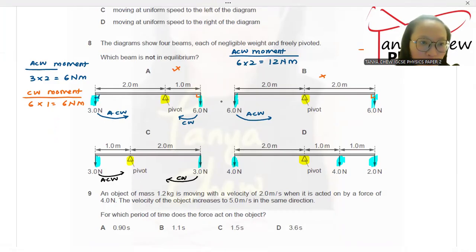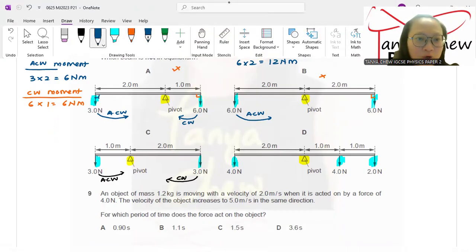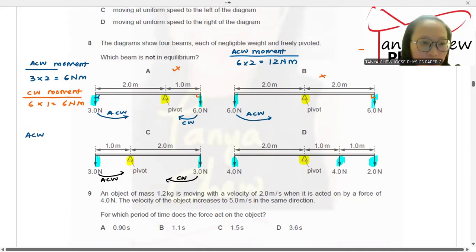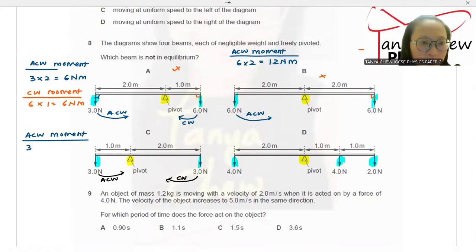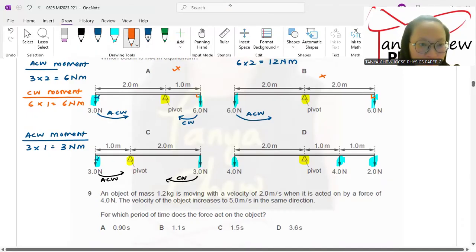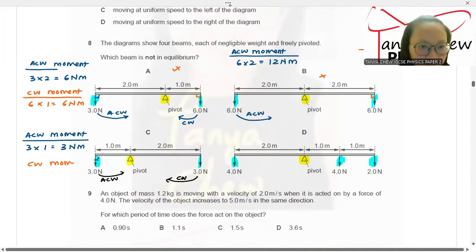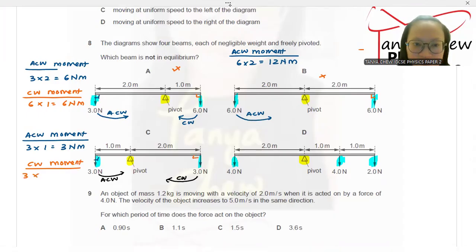So I'm going to find the anti-clockwise moment. I'm going to use blue color, the anti-clockwise moment by 3 Newton. 3 is the force multiplied by the perpendicular distance from the pivot, which is 1. I have 3 Newton meter. And the clockwise moment by the 3 Newton as well: 3 Newton multiplied by the perpendicular distance from the pivot, which is 2 meters. This is 6 Newton meter.